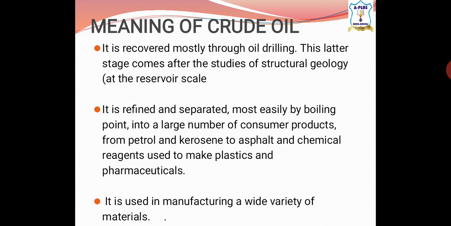Let's continue on the meaning of crude oil. It is recovered mostly through oil drilling. That is the only way you can get crude oil, though in some parts of Nigeria you don't have to drill, because you'll see it splashing on the earth's surface. That is how abundant it is in those areas. I think the eastern part of Nigeria, like Port Harcourt, Cross River, all those places, are oil producing states. So you can recover it mostly through oil drilling.